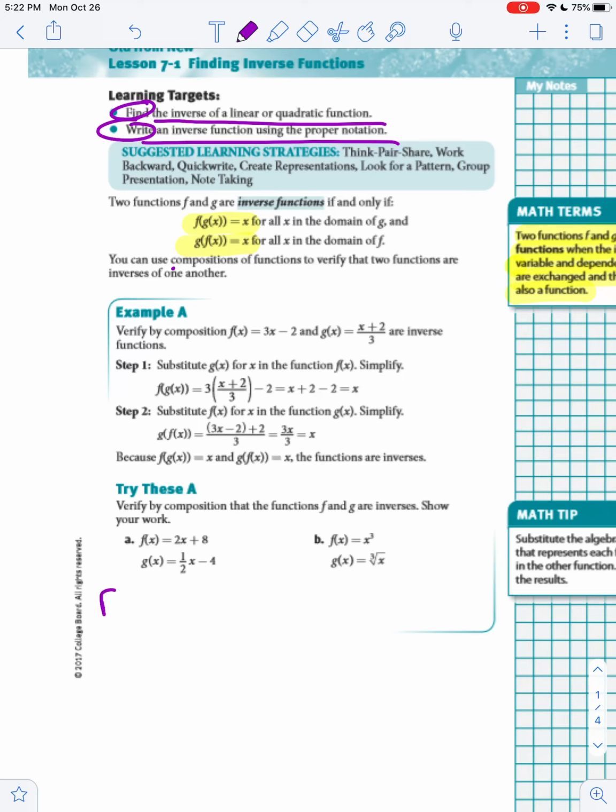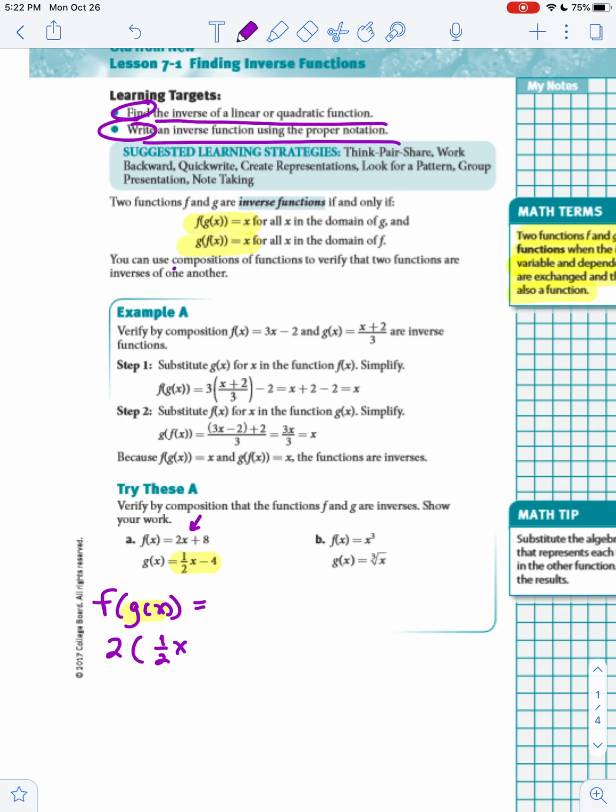So first we're going to do part A, it says that f of x equals 2x plus 8 and g of x equals 1/2 x minus 4. So we're going to do first f of g of x, then we'll go back and do g of f of x. To find f of g of x, we're basically going to be taking the whole g function and putting it in place of x. So the f function is really 2 times quantity, and then that quantity will be the g function, 1/2 x minus 4, and then plus 8. So we put the g function into the f function.